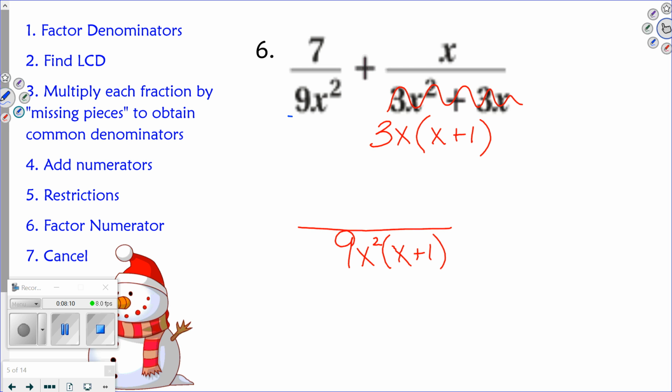So what is this denominator missing to look like this? It's missing the x plus 1. It already has the 9, it has the x squared. It doesn't have an x plus 1. Right, so if I would multiply the bottom by x plus 1, now it looks the same, right? If I multiply the bottom, I also multiply the top. Now, do you notice your step-by-step actually says multiply? It didn't say smoosh. So you actually multiply this. That's going to give you 7x plus 7.